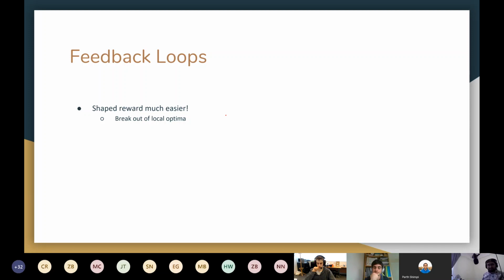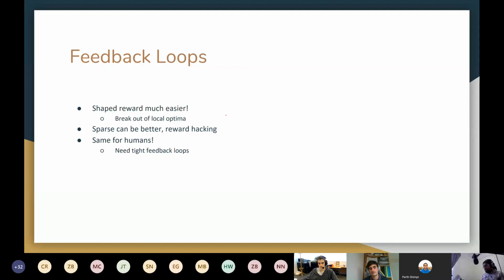On the flip side, often a sparse reward can better capture the thing you actually care about. This is the root behind a lot of the reward hacking or specification gaming we saw earlier. And I think the same kind of trade-off applies for humans. The equivalent of shaped reward is a tight feedback loop, something you do where you get really regular feedback and you see how well you did very frequently.